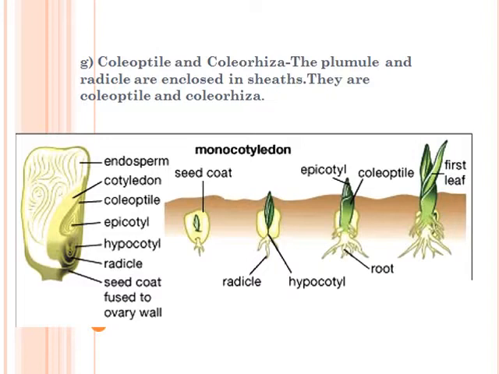And in this case, you can see at the bottom part, the seed coat is fused to the ovary wall. That I told you at the starting itself. The seed coat is fused with the fruit wall, that is the ovary wall. That is hull.